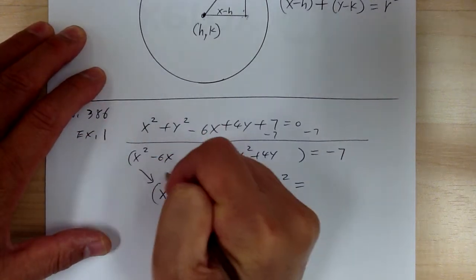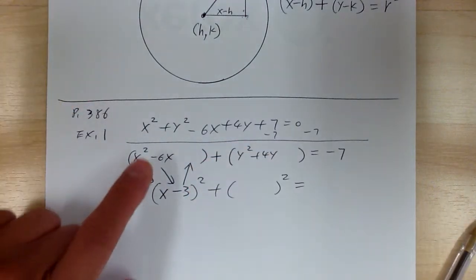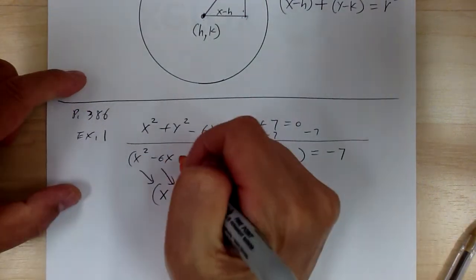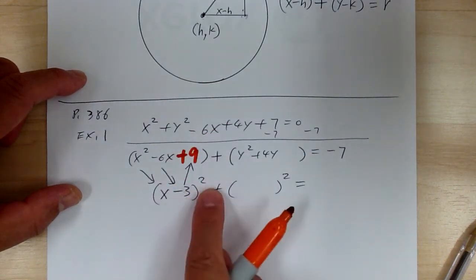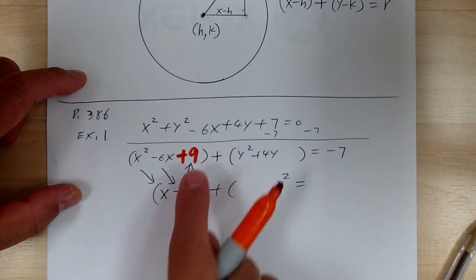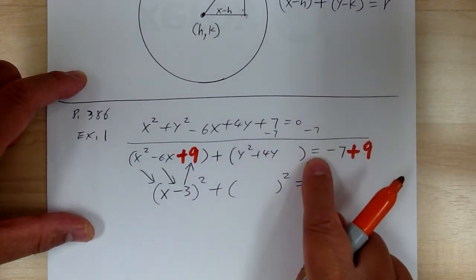So from this you get that, from this you get that, and then from here you're going to get that. In order to get a perfect square, you need to have a plus 9 over here, because negative 3 squared is plus 9. Now, if you add 9 over here, you need to add 9 on the other side. That's what equal means.